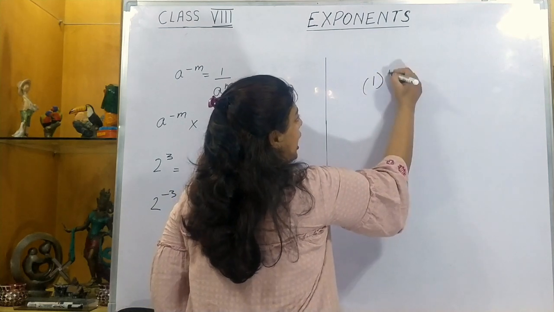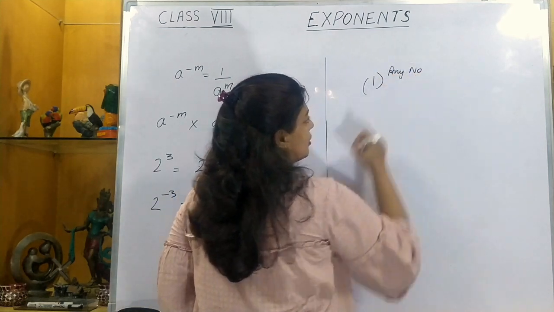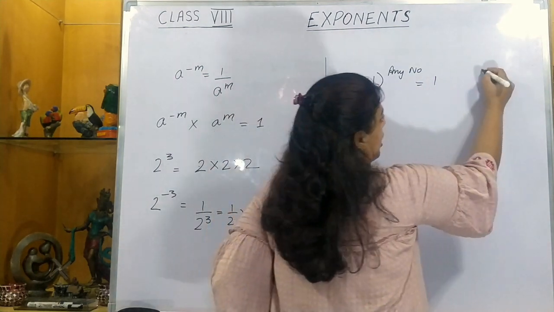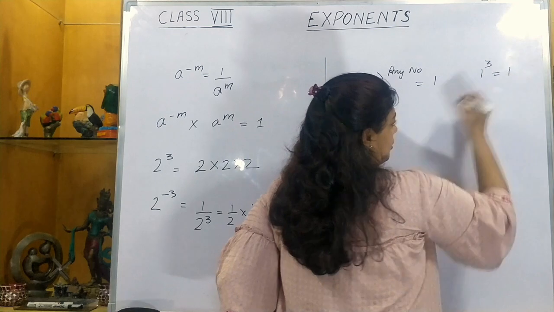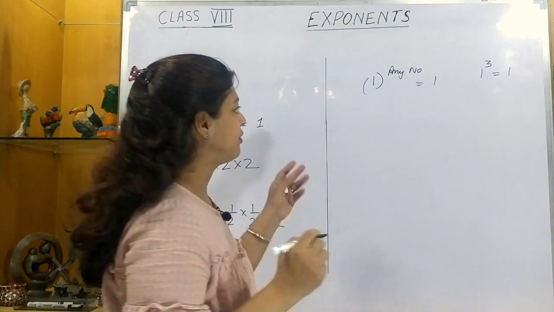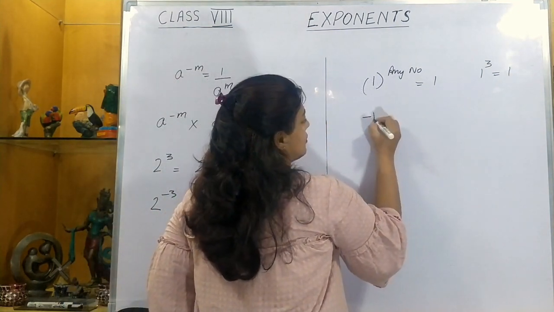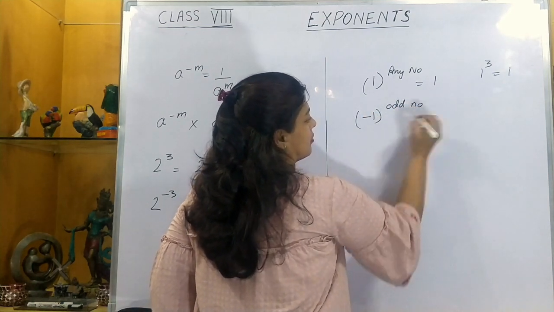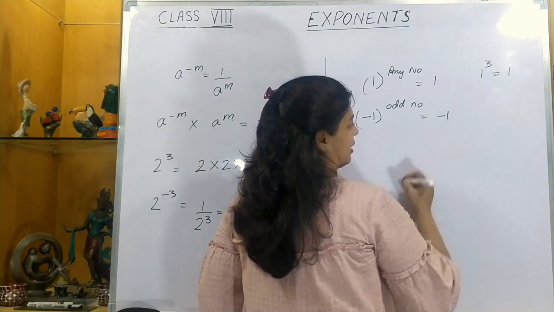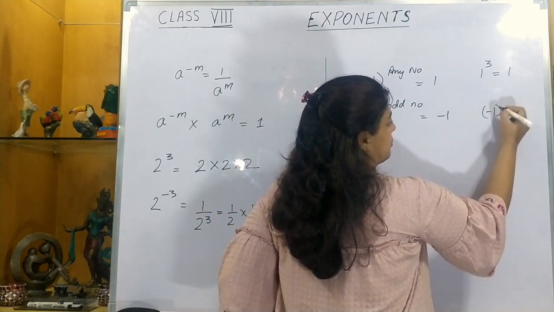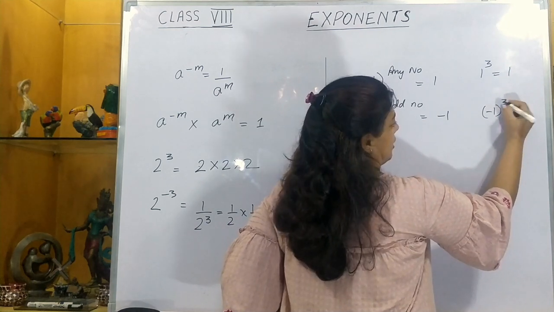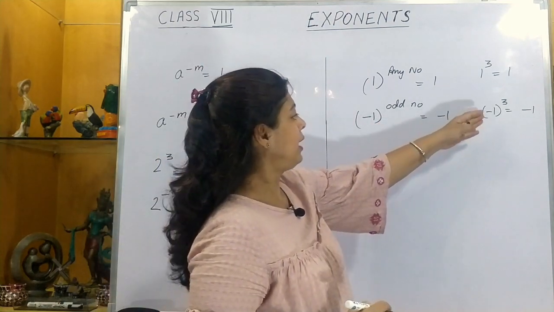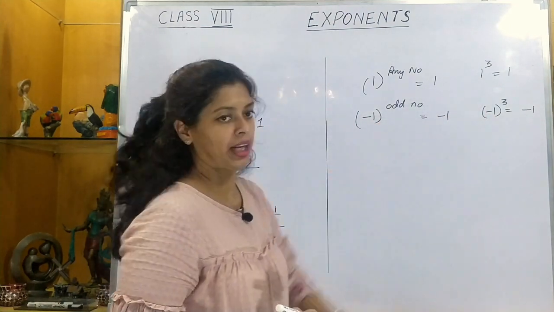1 raised to the power of any number will always give me my answer as 1. Whether 1 is raised to the power of 3 or 1 raised to the power of 10, the answer will always be 1. Minus 1 raised to the power of any odd number will give me my answer as minus 1. For example, if I have minus 1 raised to the power of 3, my answer will be minus 1, because the negative sign will be multiplied an odd number of times.